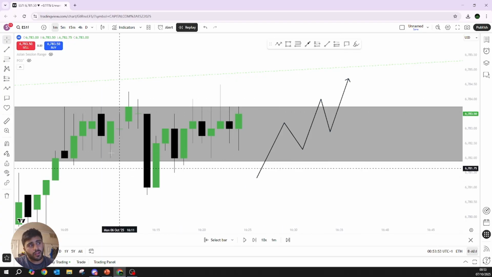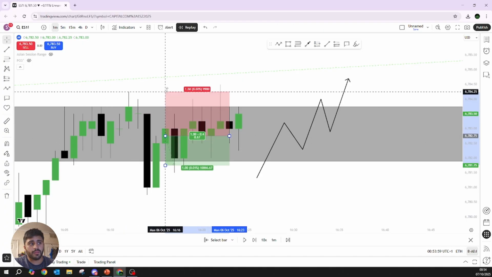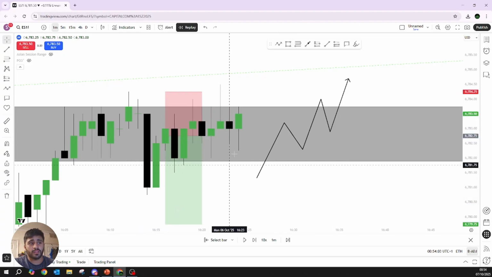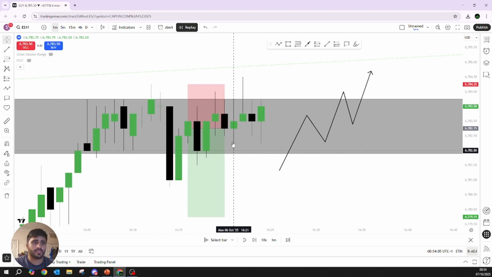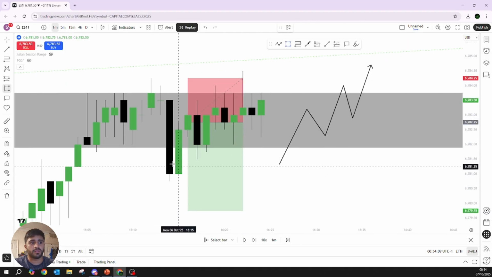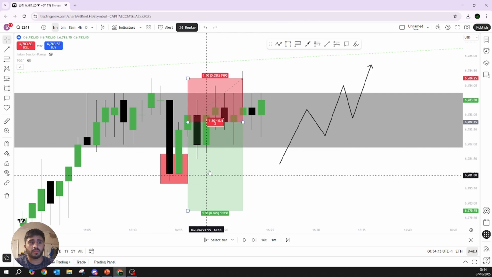Because a lot of people, even me in my old days, I would have gone short over here. There's a fair value gap. I would have entered off the fair value gap, stop loss below here, and I would have taken a loss and I would have been confused, right? So if you're taking losses like this, it's because you didn't understand fundamentally what was going on here, right? So this is what I'm going to be going through.